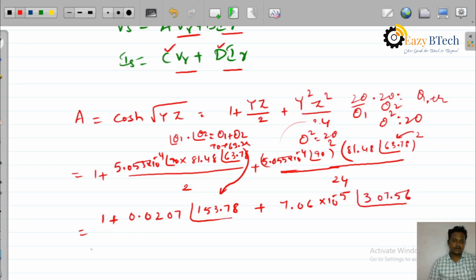Okay, finally after it is in polar form, it is 0.9815 at an angle 0.53. This is A. A equals D also. A equals D, in both the cases we get the same formula.